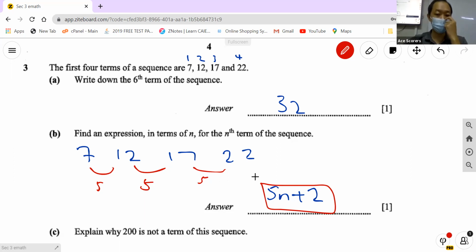So there will be n minus 1 times 5. What does it mean? It means there will be a portion which has n minus 1 times 5. I'm going to say this one more time. If the gap is 5, automatically write down n minus 1 times 5.